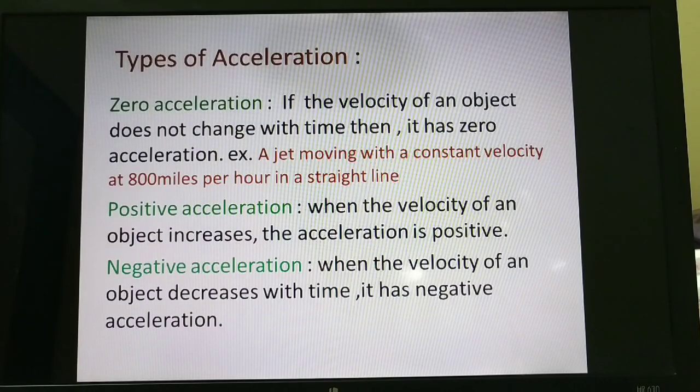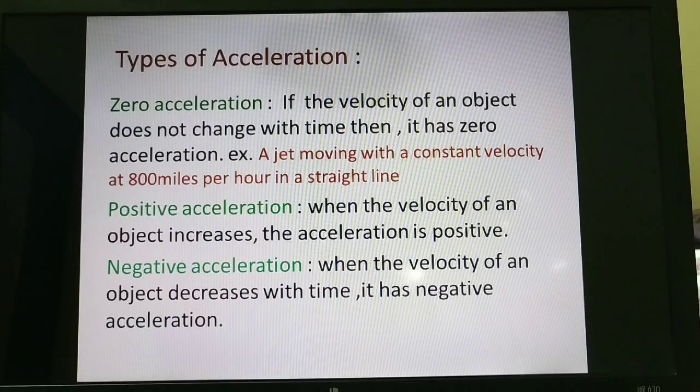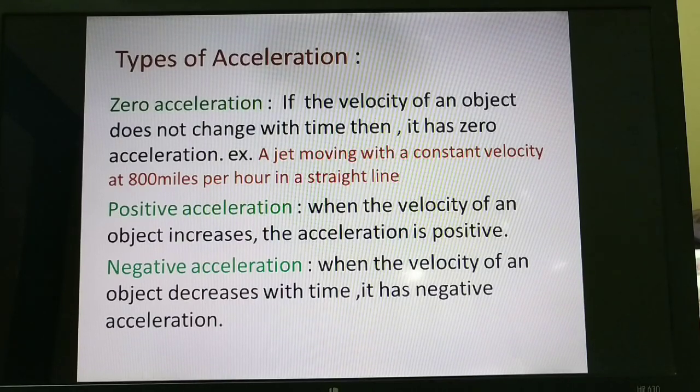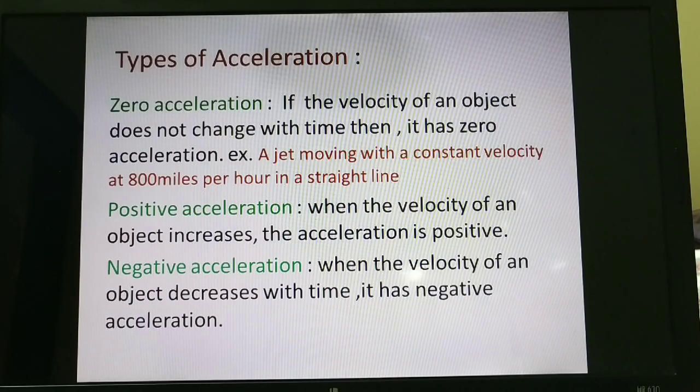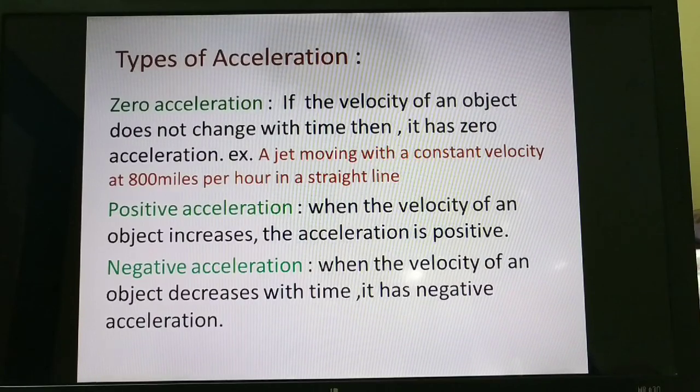What is negative acceleration now? When the velocity of an object decreases with time, when something is speeding and it has to stop somewhere. Suppose there is a speed breaker in between the road, your car has to lower down the speed. That means its acceleration will become negative. When speed is decreased, acceleration becomes negative.